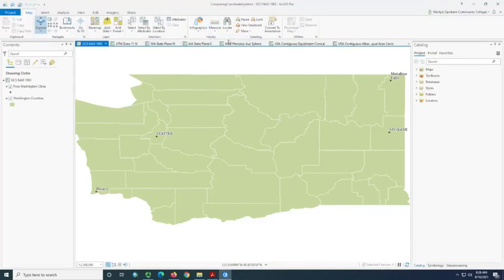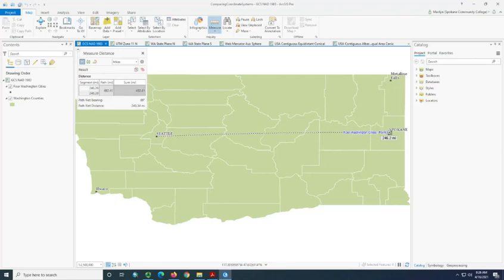And we've got measure distance. And what we want here is distance in miles. And then we'll just click right there on Seattle and drag it and click right there on Spokane. And it looks like, what do I have a sum going on there? I'm going to double click on Spokane to end it. Looks like we've got 246.2 miles.